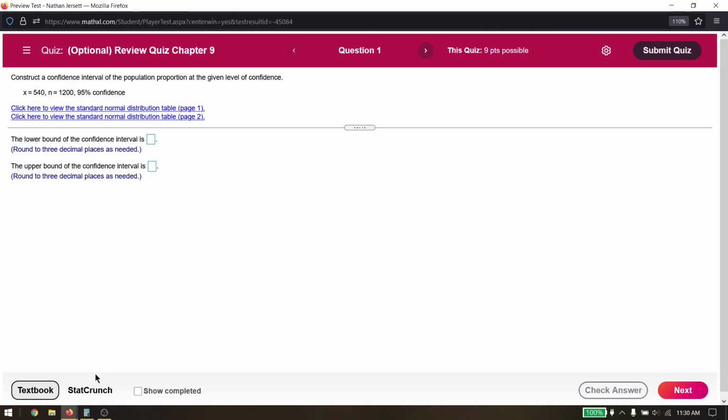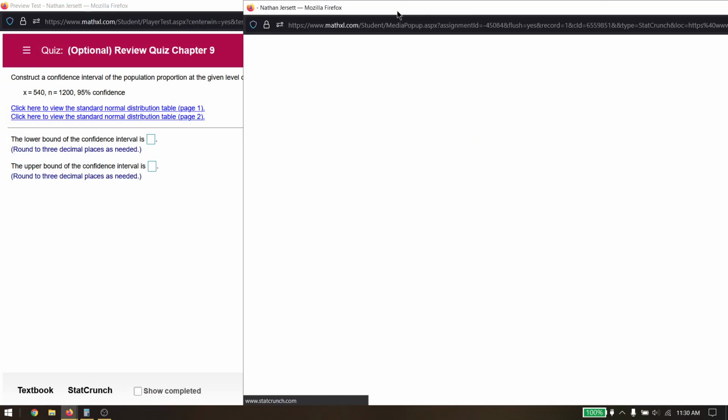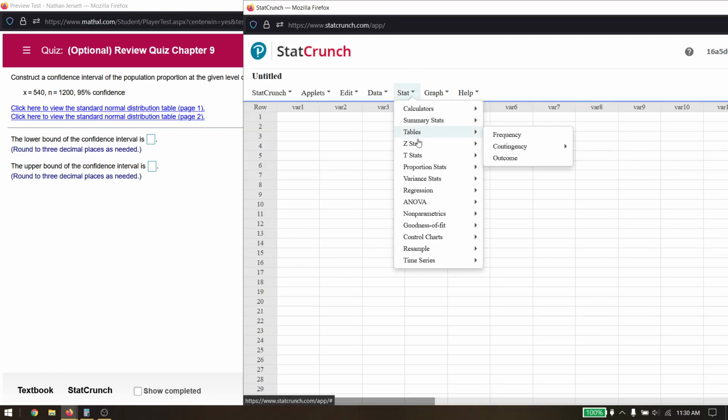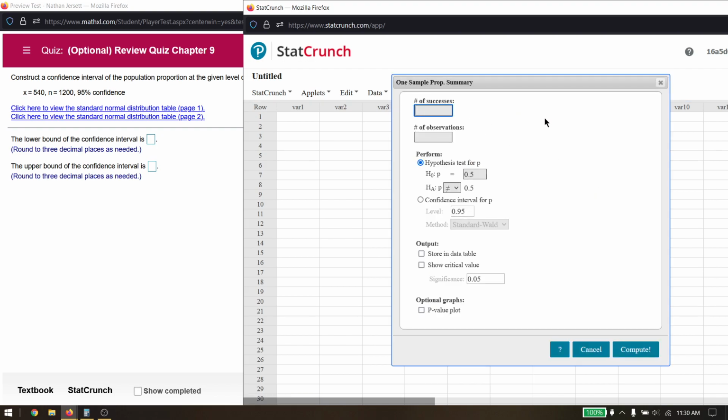Of course, you don't need to do that. What you can just do is open StatCrunch. This is a population proportion, which is the same thing as saying proportion stats. We only have one sample here, and then we have the summary. Data is actual data points that tell you test 1 was a success, test 2 was a success, test 3 was a failure, and so on. What we have is a summary. We have x equal to 540, n equal to 1200, and a confidence level. The number of successes is 540. The number of observations is 1200.